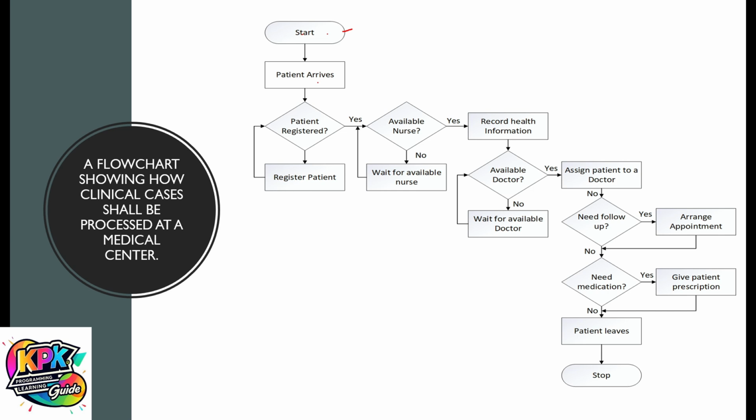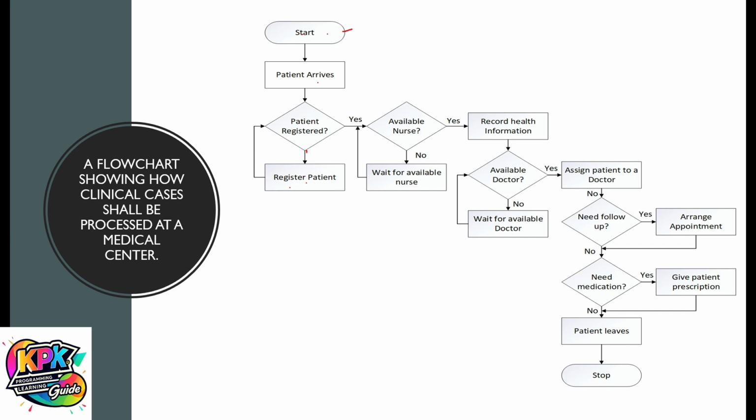So is the patient registered? If yes, you take them to the available nurse. If no, we register the patient. Then it comes back here. We check, is the patient registered now? Yes. Then take them to the available nurse. If there is a nurse available, the nurse is going to take care of the patient, then record health information. And then from there, the patient would move on to the available doctor.